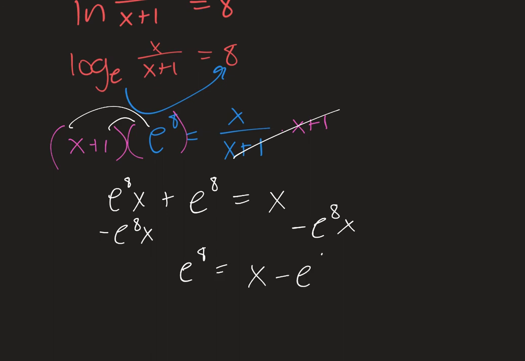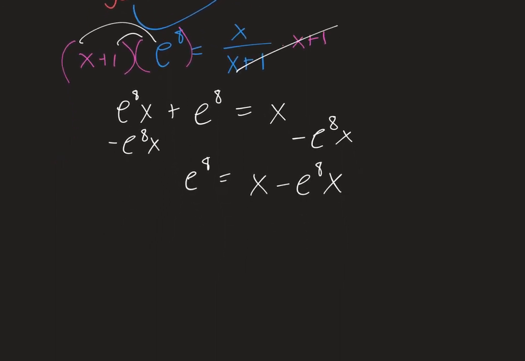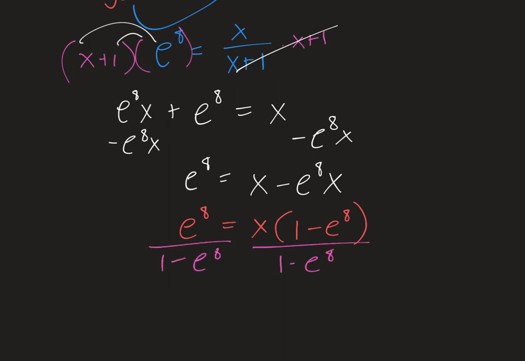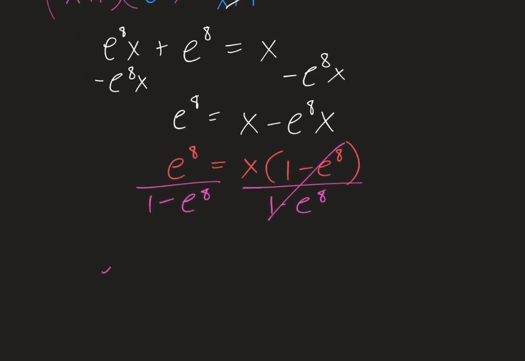X minus e to the 8th x. And then I got to take out an x. This becomes 1 minus e to the 8th equals e to the 8th. And then we divide both sides by 1 minus e to the 8th. And in the calculator, I would do e to the 8th divided by, open your parentheses, 1 minus e to the 8th.